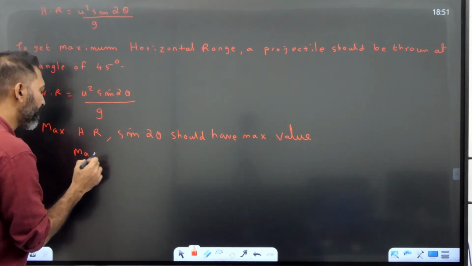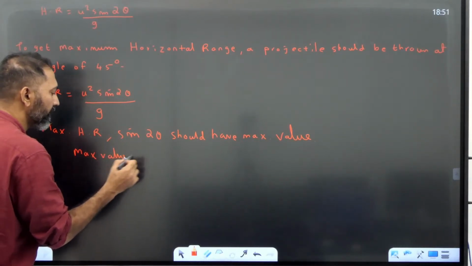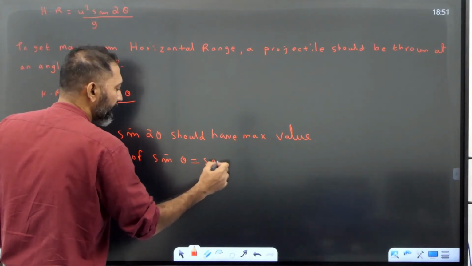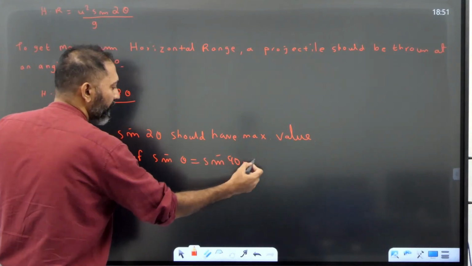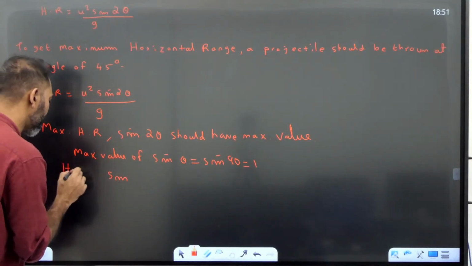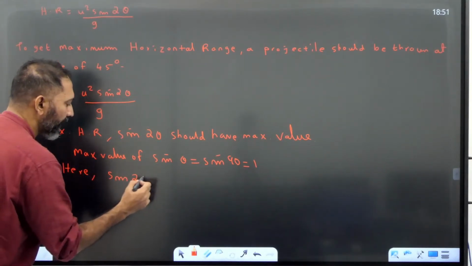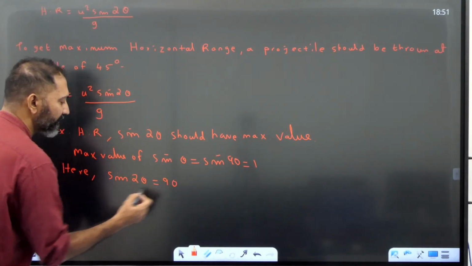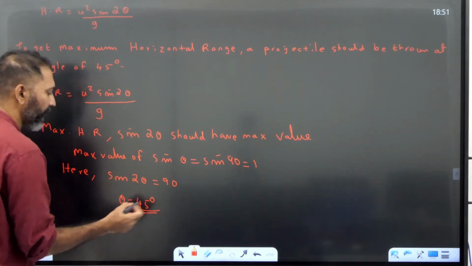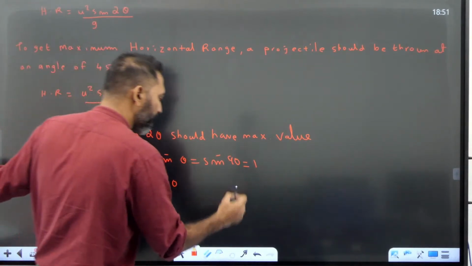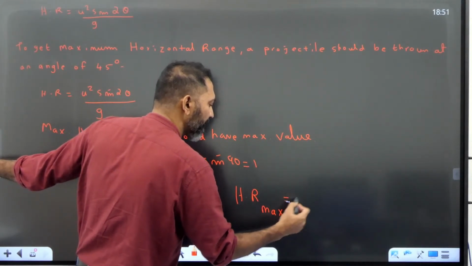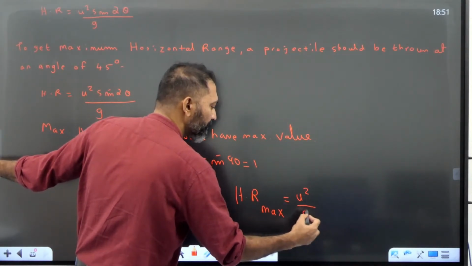Maximum value of sine theta is what? Value of sine theta is equal to sine 90. Sine 90 is what? 1. So here the condition is what? Here sine 2 theta should be 90. Then only we will get maximum value. That means theta has to be what? 45 degree. Then what? HR max. HR max stands for what? Maximum horizontal range. That is equal to what? U square by g.